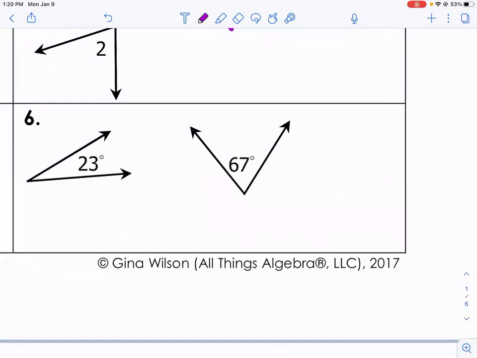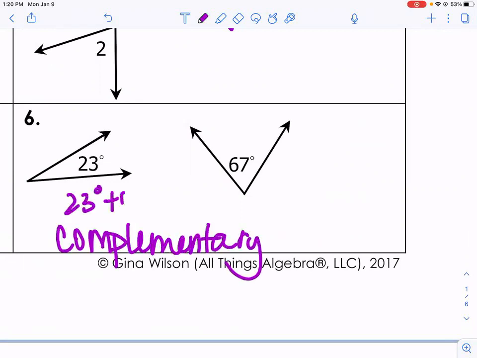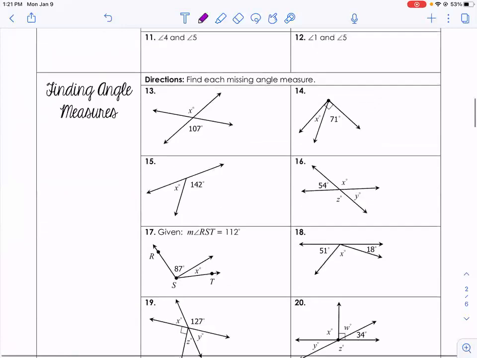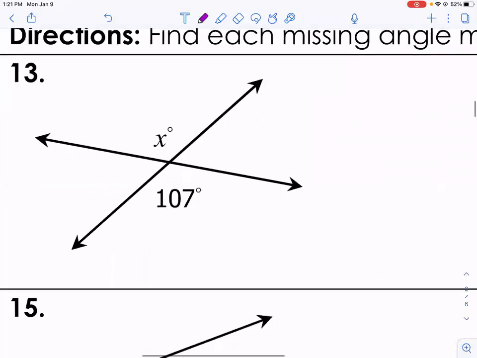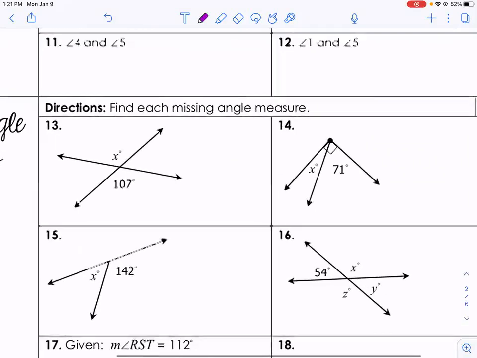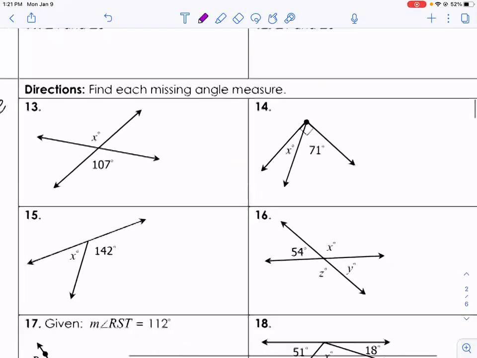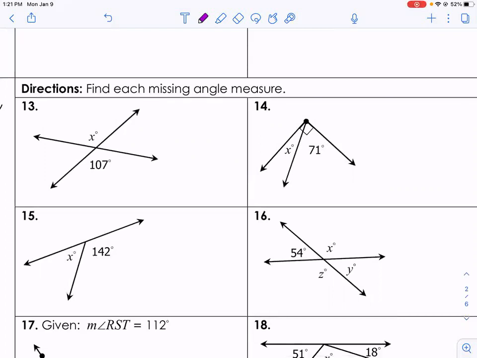Okay, Carter, number 6. How'd you get that? 23 plus 67 is 90. Okay, so this is algebra, right? Let's solve for x. Next page, I want you to jump to number 13. Actually, I'm going to give you about 90 seconds to see if you can figure out 13, 14, 15, and 16, you and your elbow partner.